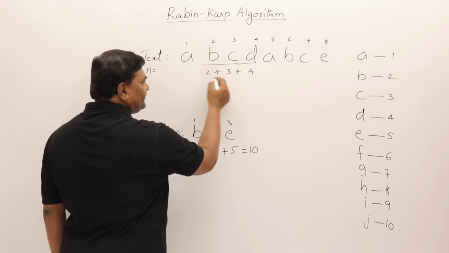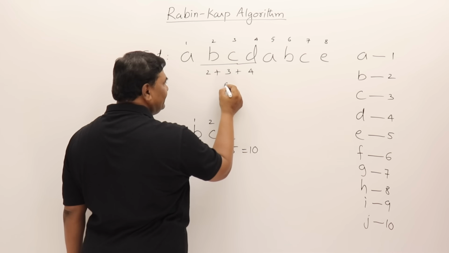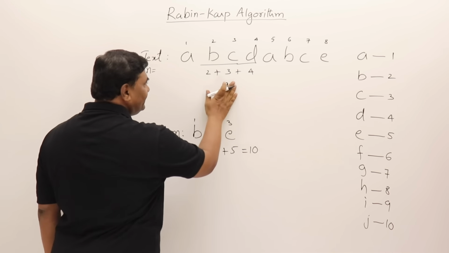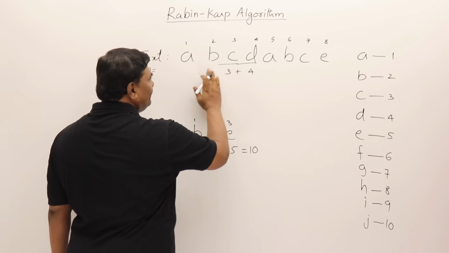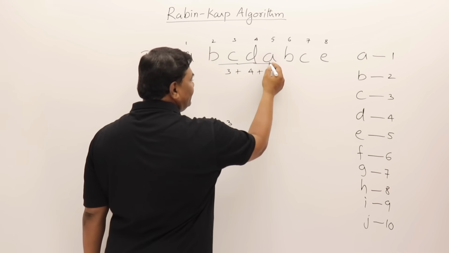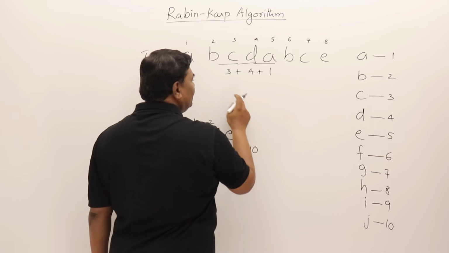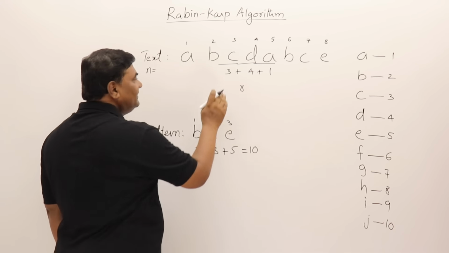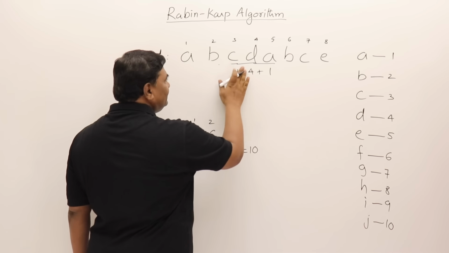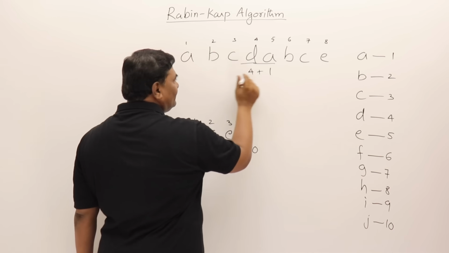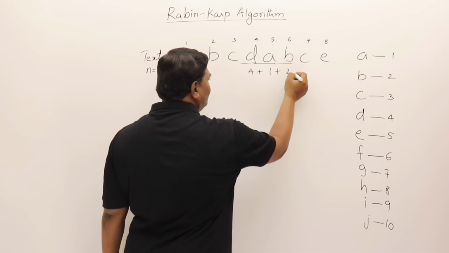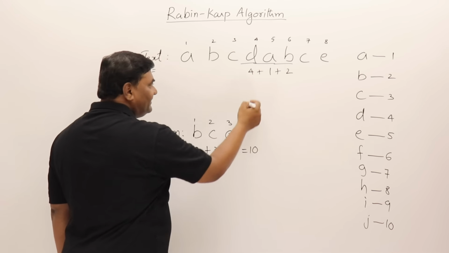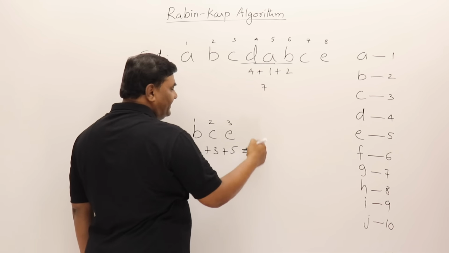Now, 4. So, total is how much? This is 9. And 9 is not matching with this one. So, okay, take out this alphabet and take this alphabet. So, this is 1. Now, how much is this? 8. 8 is not matching with this one. So, this is not a pattern. Then, take out this and add 2. Now, this is 7 and 7 is not matching with 10.